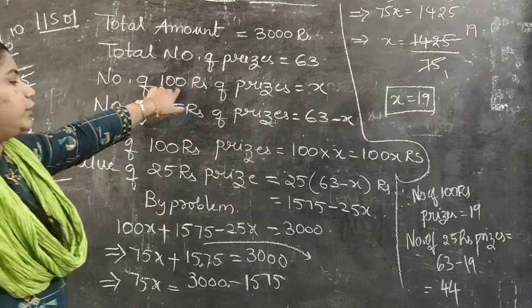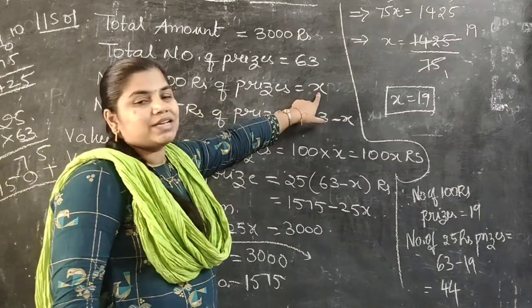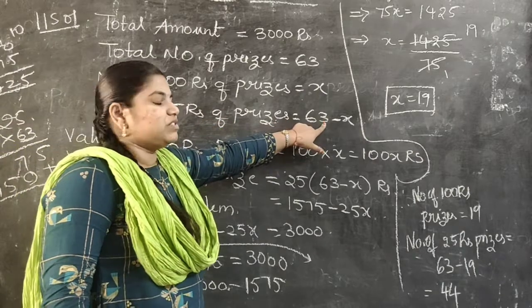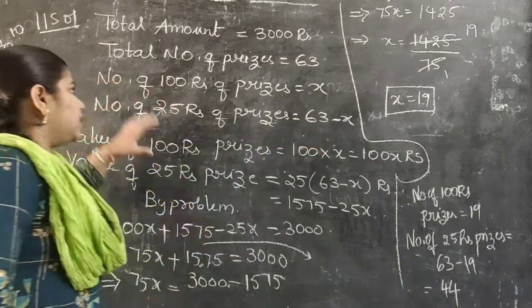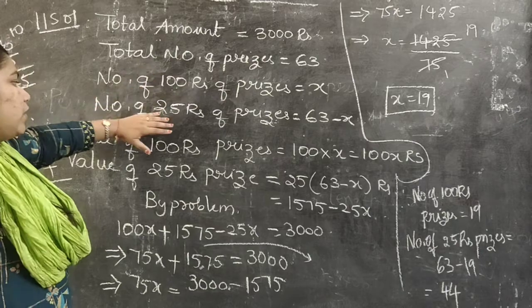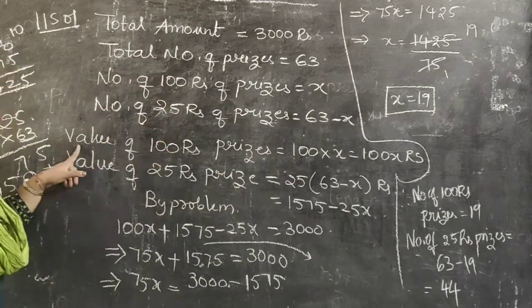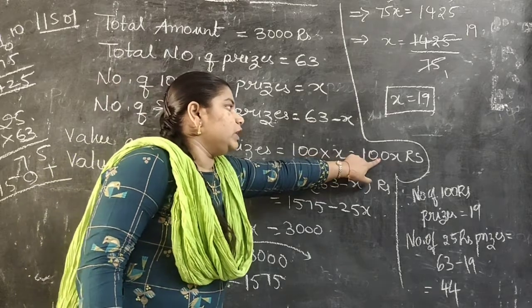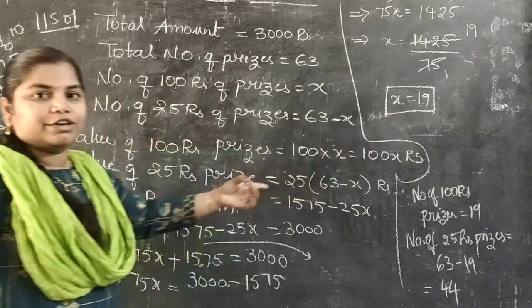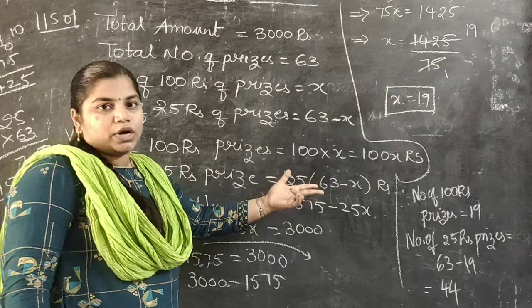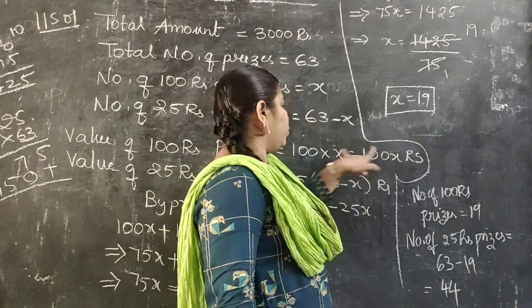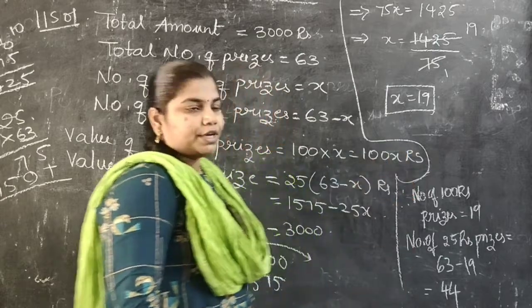The number of 100 rupees prices we don't know, so we are taking it as X. And the number of 25 rupees prices is how many? That is 63 minus X. These are only the number of prices. Now we are finding the value for it. The value of 100 rupees prices will be 100 into X, that will be equal to 100X. For one price 100 rupees, for two prices it will be 200 rupees. In the same way, for X prices that will be 100 into X, equal to 100X rupees.